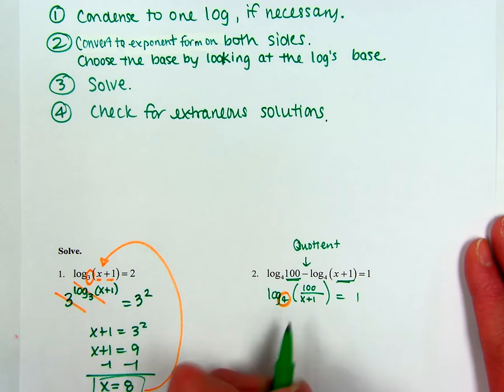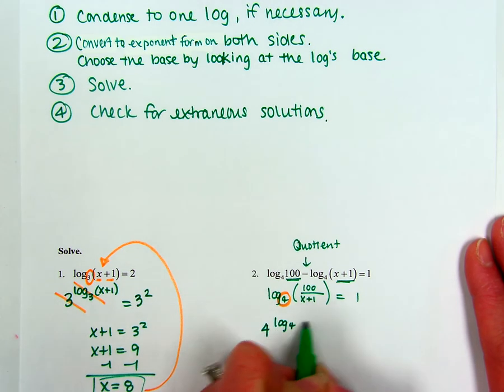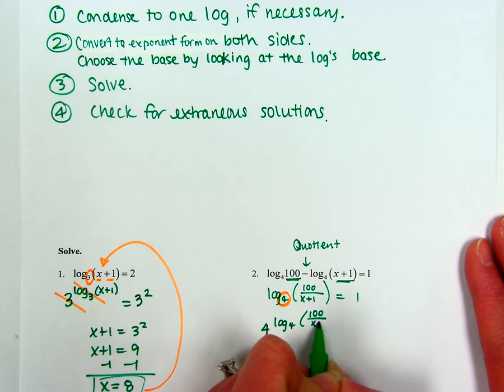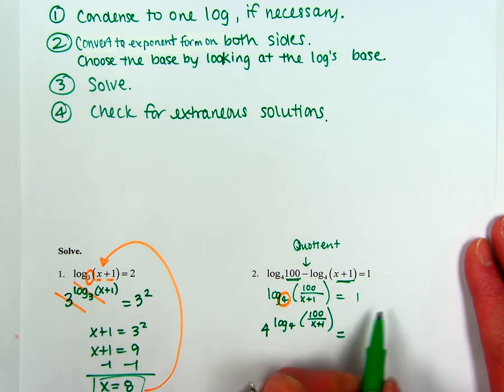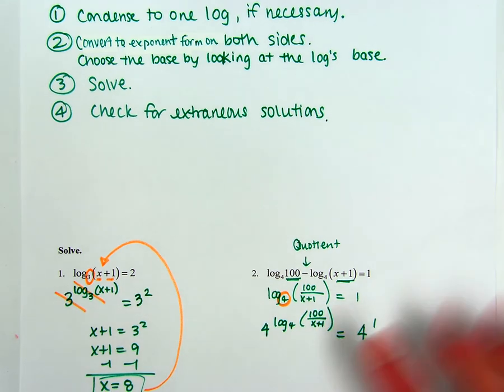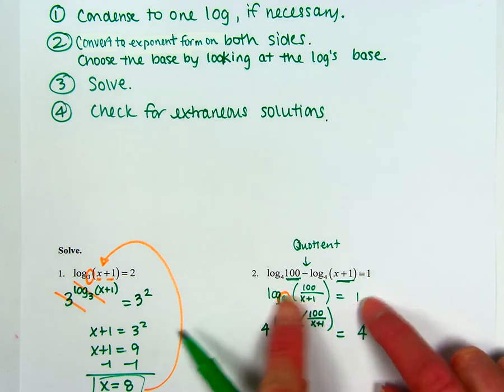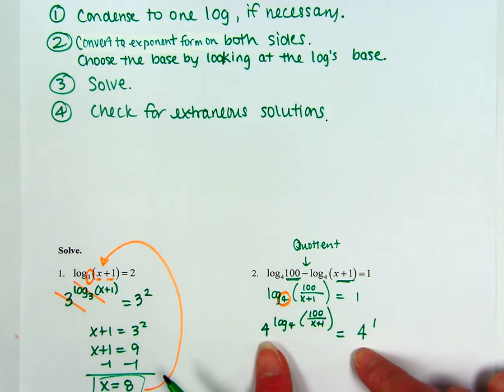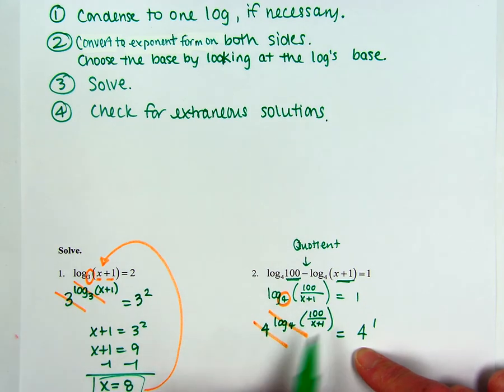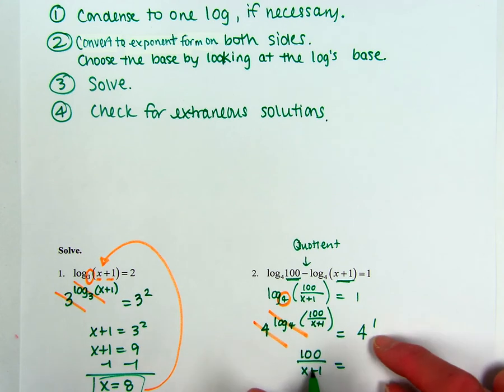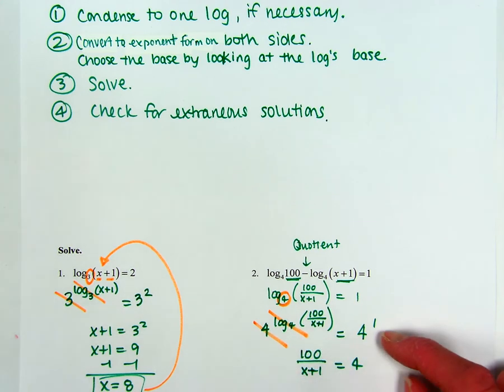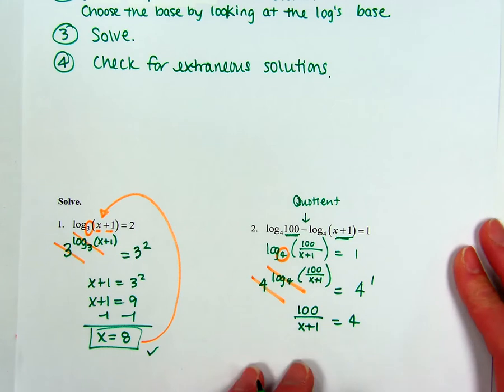That means I'm going to write 4 to the log base 4 of 100 over x plus 1 equals, and on this side I also need to do 4 to the first power. So these things became my exponents and my bases were 4. Okay, so now we're going to use our shortcut rule. If we have 4 with the log base 4 in our exponent, then those cancel, so I just have 100 over x plus 1. And then 4 to the first power is just 4. So now you can solve.